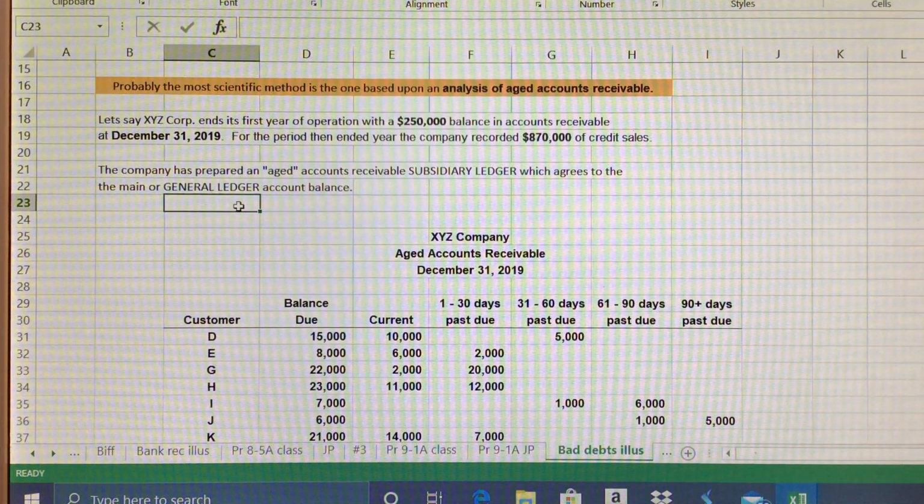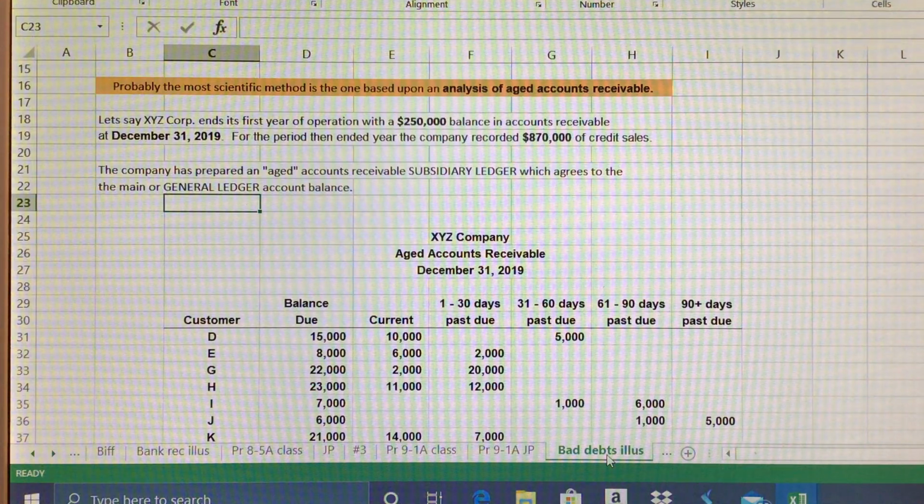Okay, folks, this totally amazing video is going to be about bad debts. So I'm looking at the bad debt illustration that's part of your Excel file. And this fictitious company, XYZ, has $250,000 of accounts receivable. That's the total amount of money that's owed to the company by customers and clients and so forth, as of December 31, 2019. And they had $870,000 in sales. This is their first year of operation.